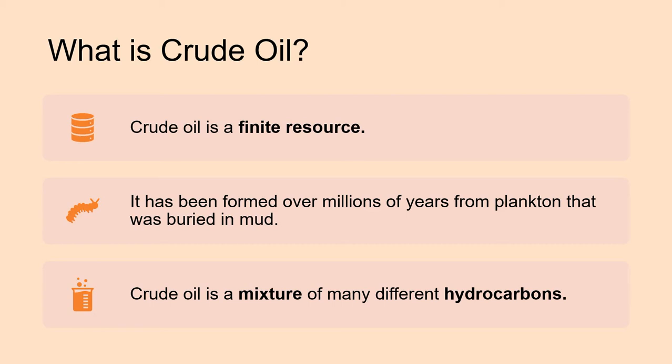oil to form. Crude oil is a mixture, which means it contains two or more elements or compounds, in this case different compounds, that are not chemically bonded together, and that's the important part. They are not chemically bonded together, and many of these compounds present are different hydrocarbons, which is a group of compounds that contain only hydrogen and carbon atoms.